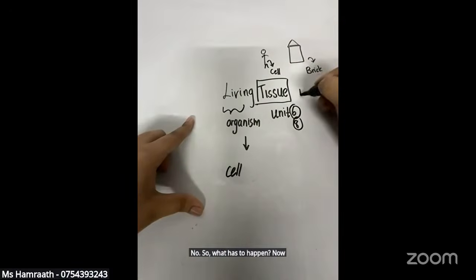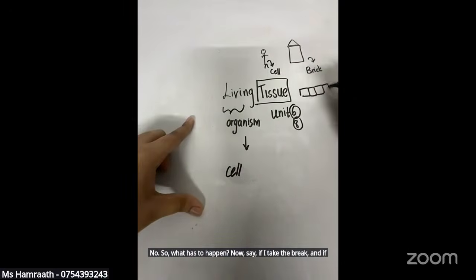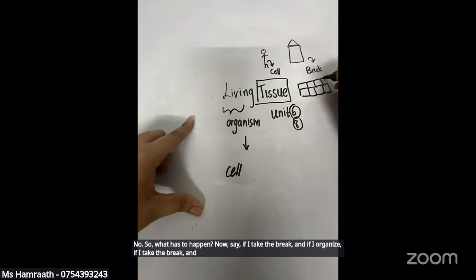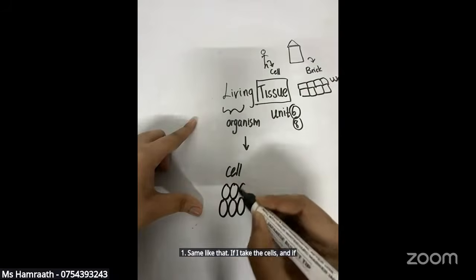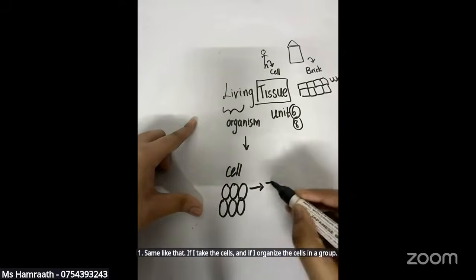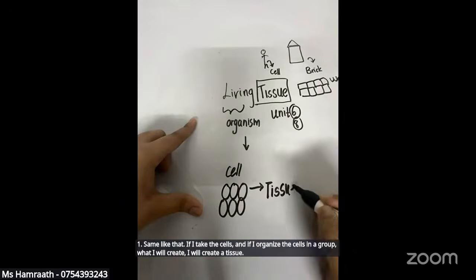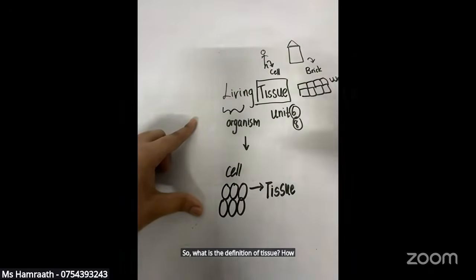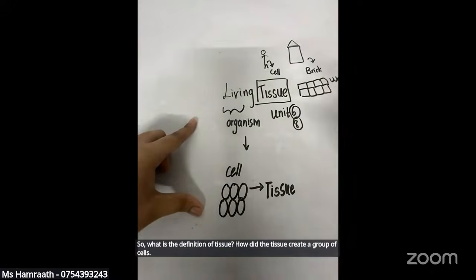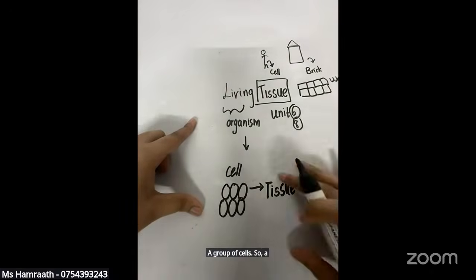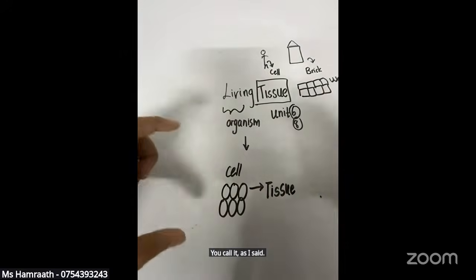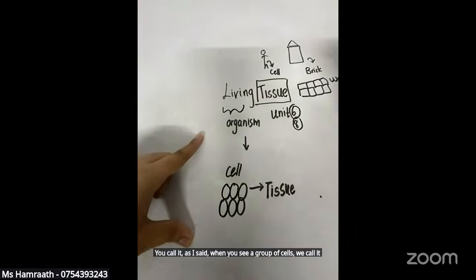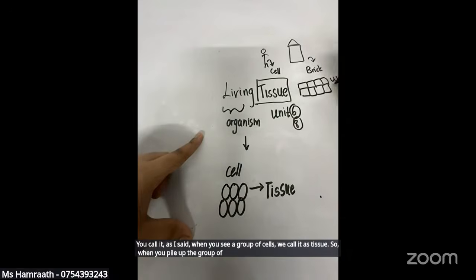Now say, if I take the bricks and organize them, I will create a wall. Same like that, if I take the cells and organize the cells in a group, what will I create? I will create a tissue. So what is the definition of tissue? A group of cells. If you have one cell, you call it a cell. When you see a group of cells, we call it tissue. So when you pile up a group of bricks, you create a wall.